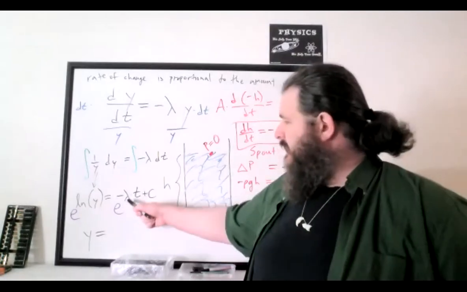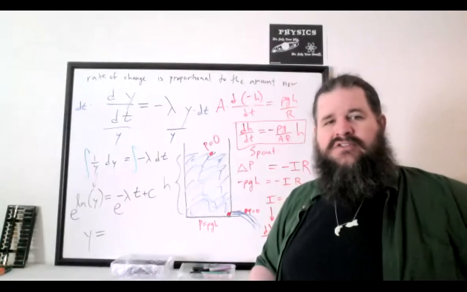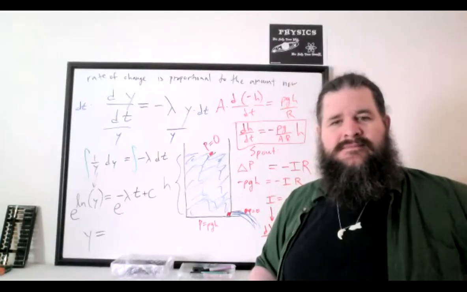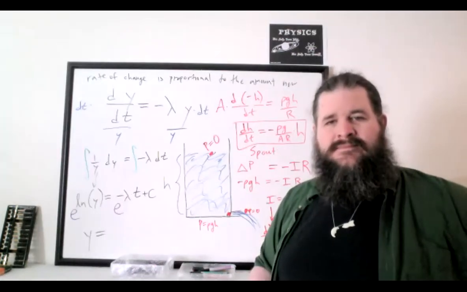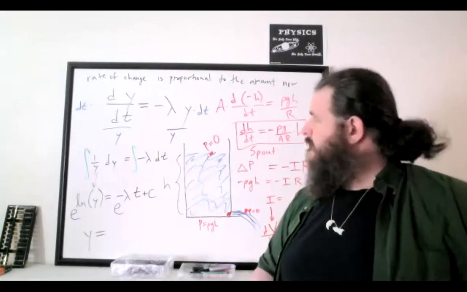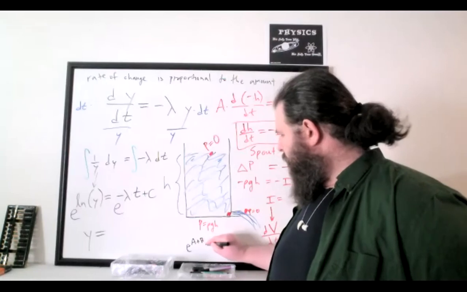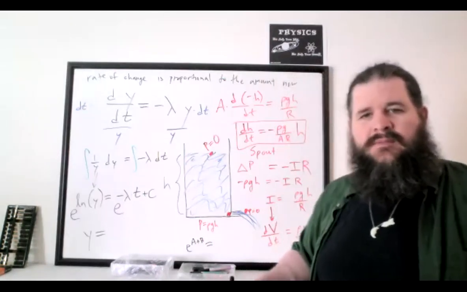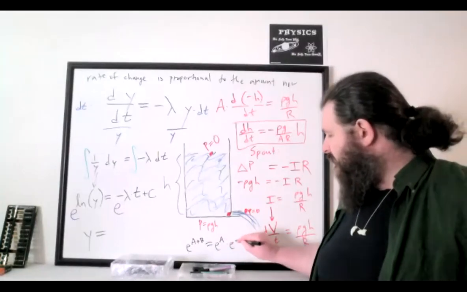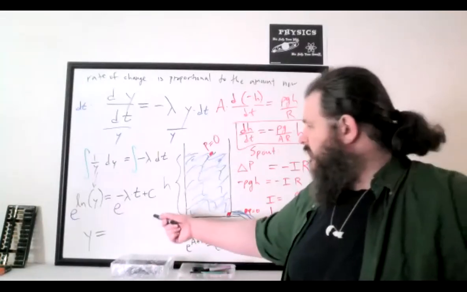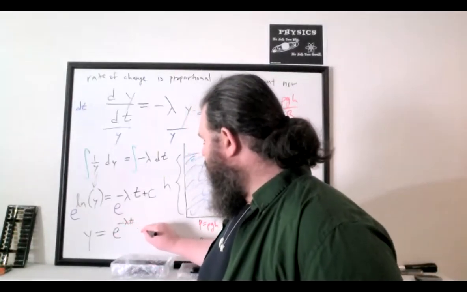If you have e to the something plus something, how would we split that up? How do you split up addition inside the exponent? If you had something like e to the a plus b, yeah, that can be rewritten as multiplication. e to the a plus b is the same as e to the a times e to the b. So we can split this up into e to the negative lambda t times e to the c.